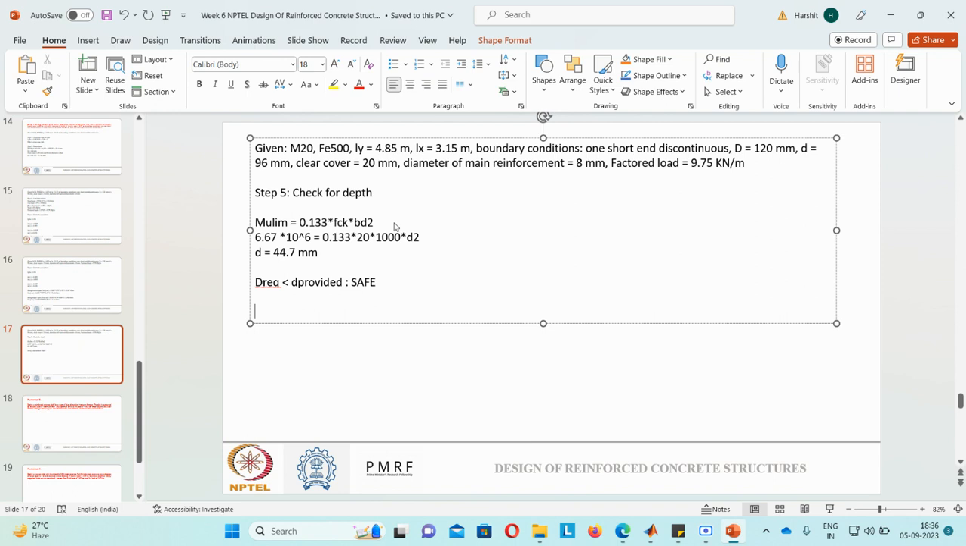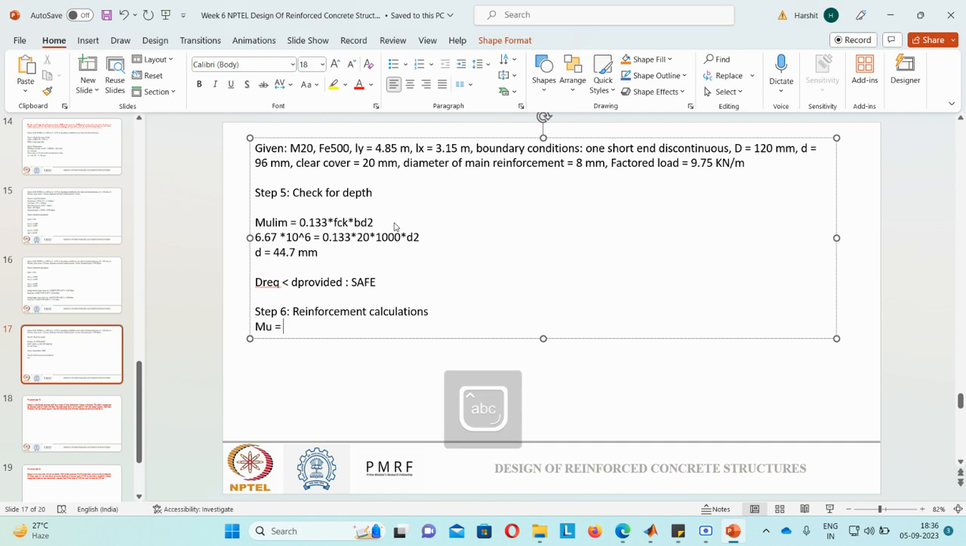Now we need to do the reinforcement calculation. So step 6 is reinforcement calculations. So how is this done? By using this equation. I am writing the bigger form of the equation. You know how to simplify it.